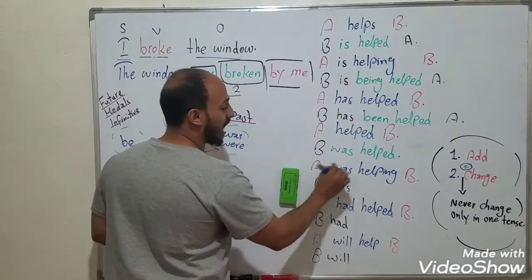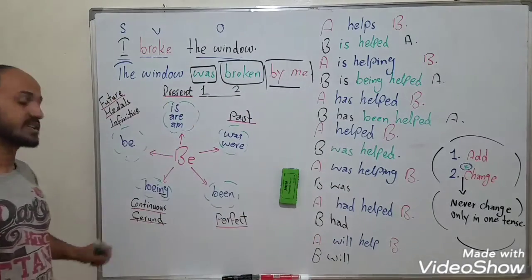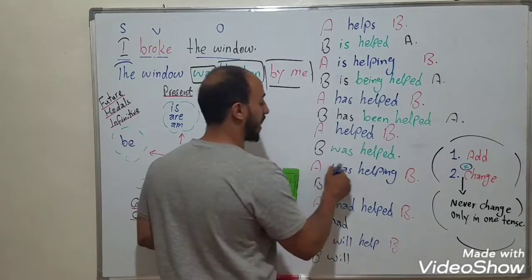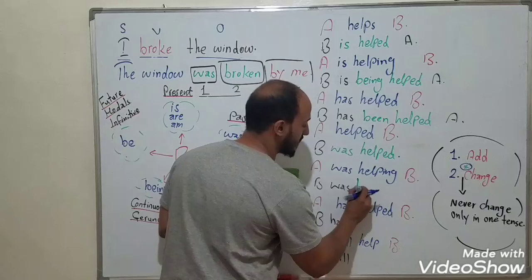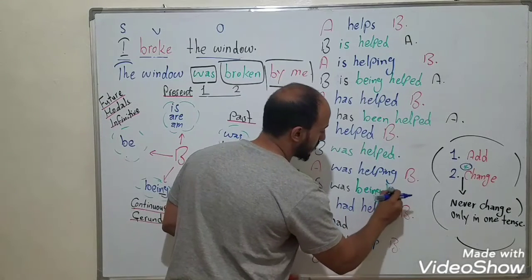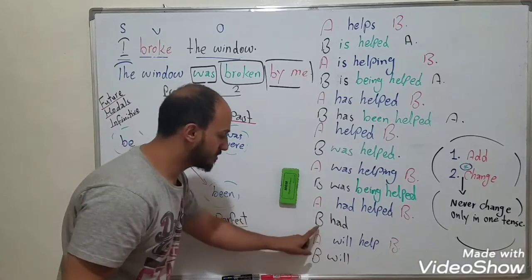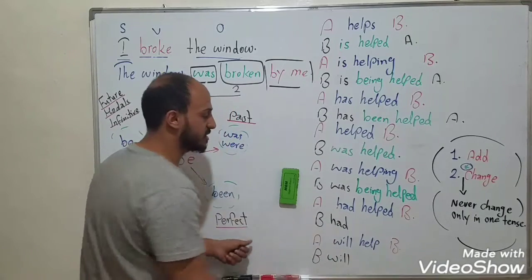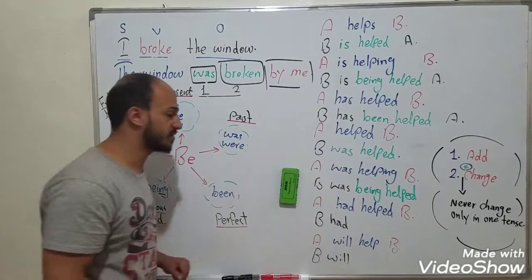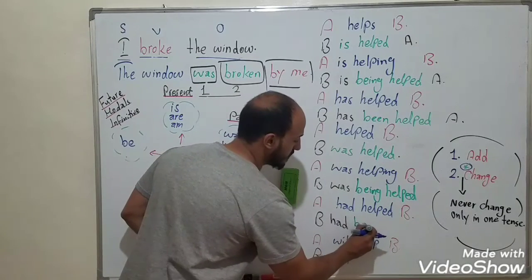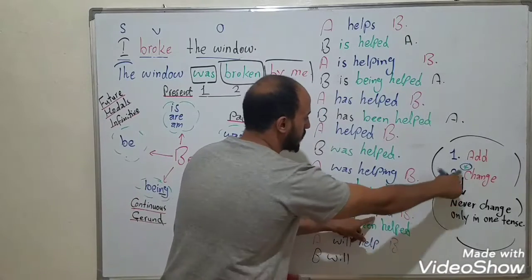All right, so next, A was helping B. What is the tense in here? Ing, so this is what? Continuous, all right? So A was helping B. B was being, all right? Helped. All right, next. A had, B had. Had is from the sentence. Now, what is this tense, guys? It is past perfect. So we're talking about the perfect, guys. So here, been helped. The same idea here.